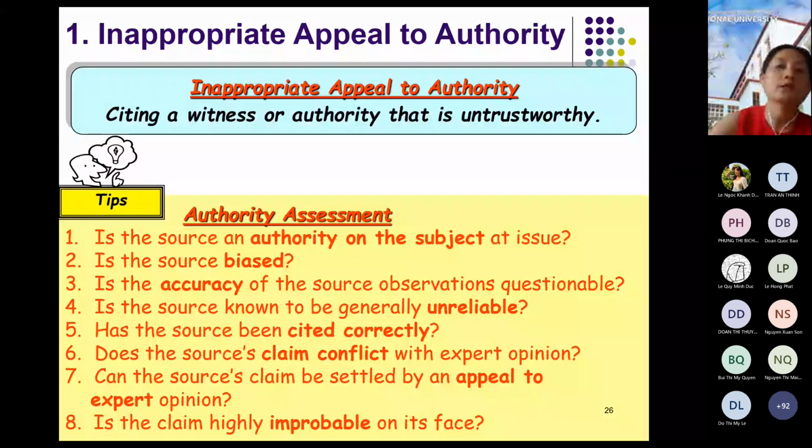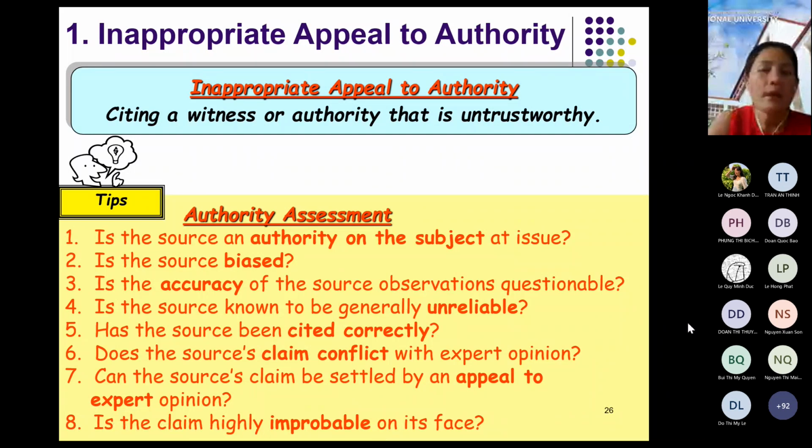The first type of fallacy here is called inappropriate appeal to authority. This fallacy happens when you cite information from some kind of witness or some kind of authority, but the source of your citation is somehow untrustworthy, or having some bias, or an authority which is not an expert in the field, not the representative of the field, or something like that. Anyway, the source is not the one that you should cite for that information. If it is the case, then you make the fallacy of inappropriate appeal to authority.